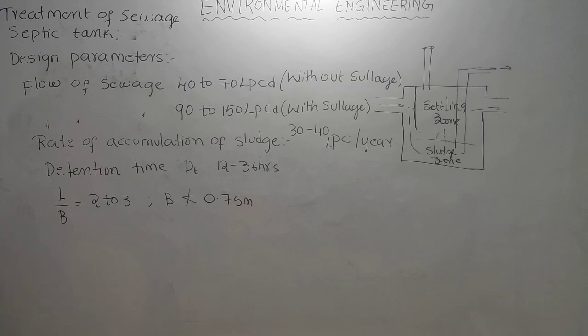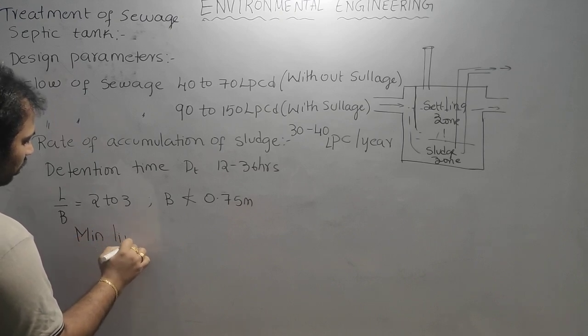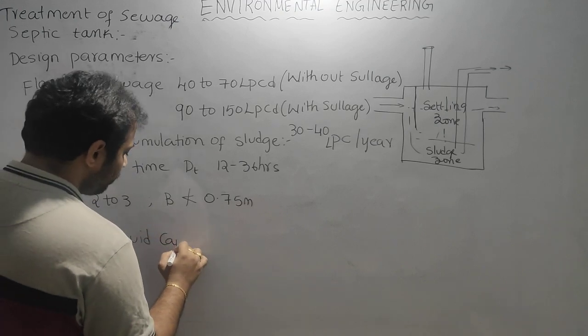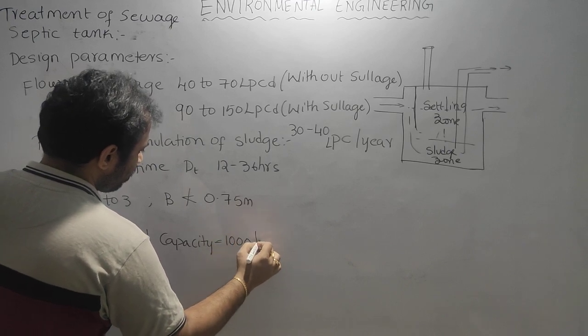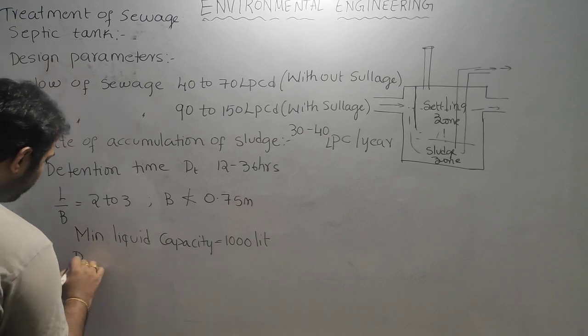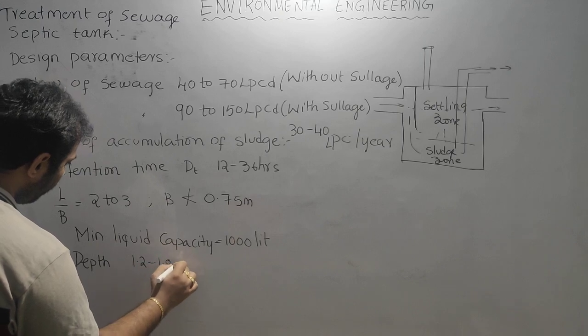Minimum liquid capacity is 1000 liters. Minimum liquid, that means the water holding capacity, is 1000 liters. Depth will be around 1.2 to 1.8 meter.